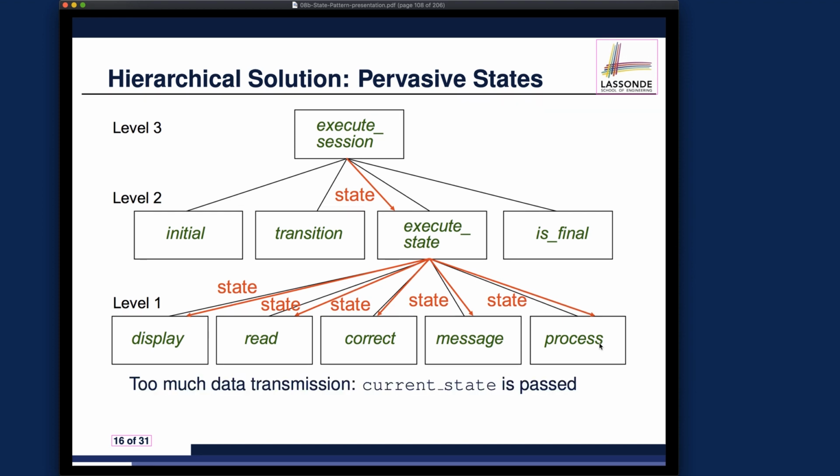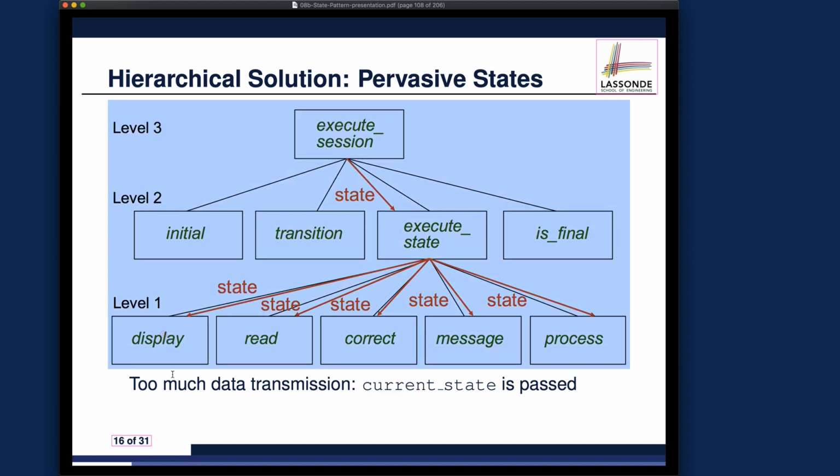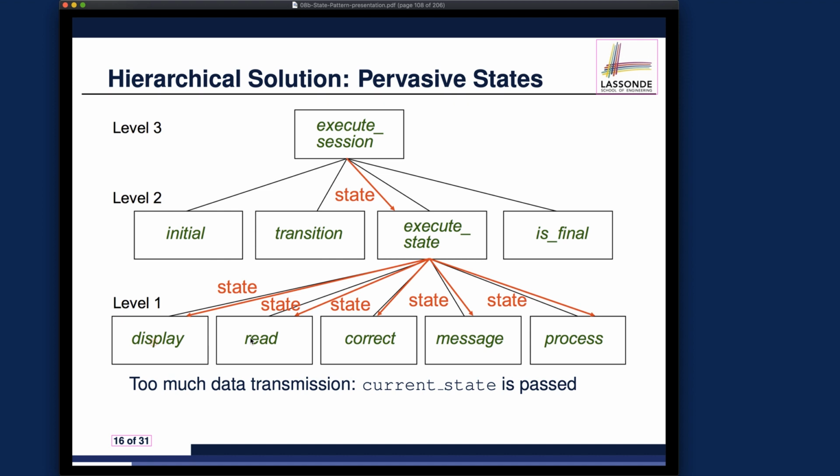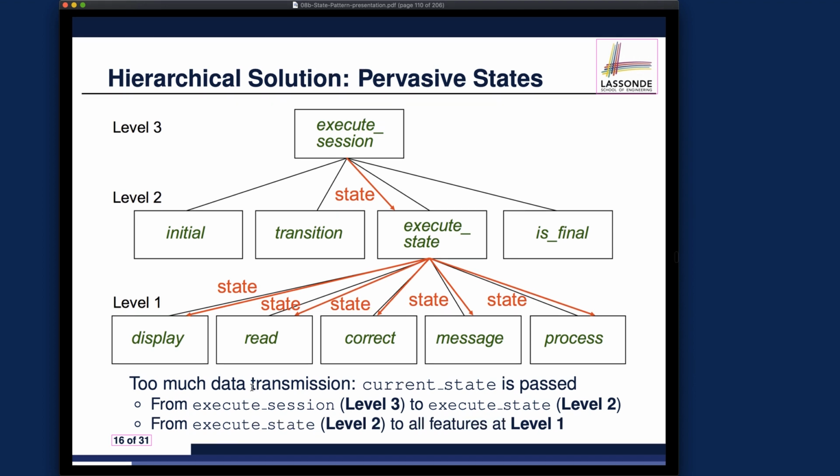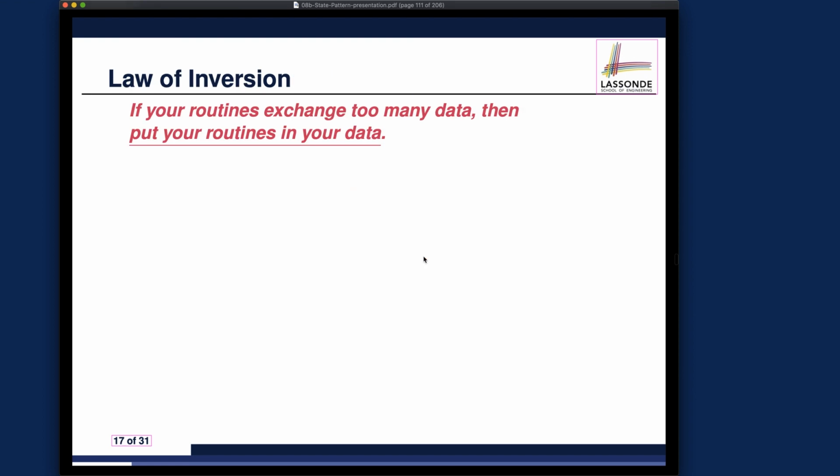So too much data is being transmitted, especially current states being passed. That's something we would like to avoid, really. If we can get away from discriminating the current state value on each of the routines at level 1, in that case, we will be able to satisfy the single choice principle. That's something we would like to head to for the ultimate solution. So from the execute session to execute states, and also from execute state to all the features, well, exactly, that's how the data is being transmitted. We would like to change that. We would like to improve it.